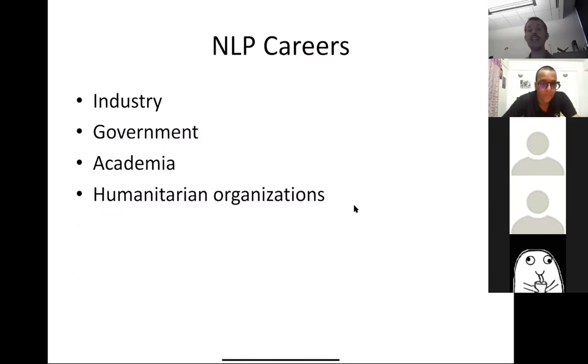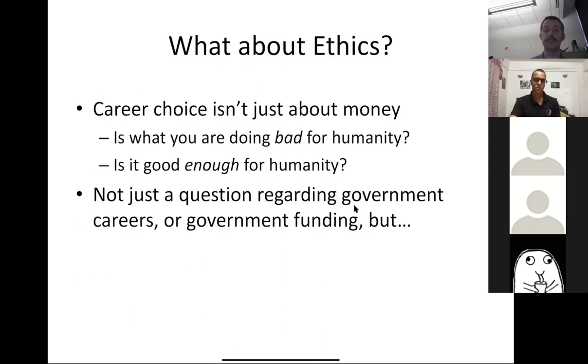So how can you get a job in NLP? Where will you work? Well, most NLP people work in industry, for lots of different companies, as I mentioned earlier. There are also a lot of NLP people who work in government and academia. And there are a smaller number who work for humanitarian organizations. So how do you choose? Let's say you got a degree, you did some NLP, you want to work in NLP. How do you choose who you work with? Well, it's not just about money.